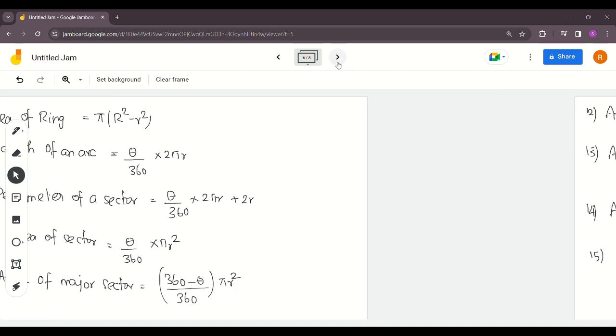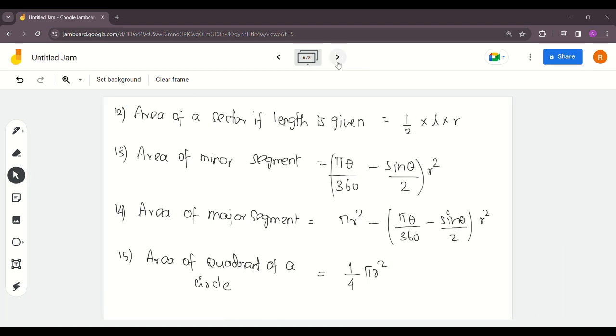Now let us look at the next concept. Area of a sector, if the length L is given, is nothing but half LR. And area of minor segment is nothing but pi theta by 360 minus sin theta whole divided by 2, into r square. And area of major segment is nothing but pi r square minus this one. Pi r square minus area of the minor segment will give you area of major segment. So pi r square minus pi theta by 360 minus sin theta by 2, into r square.